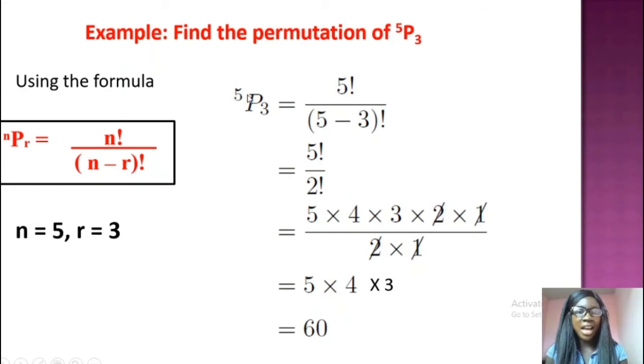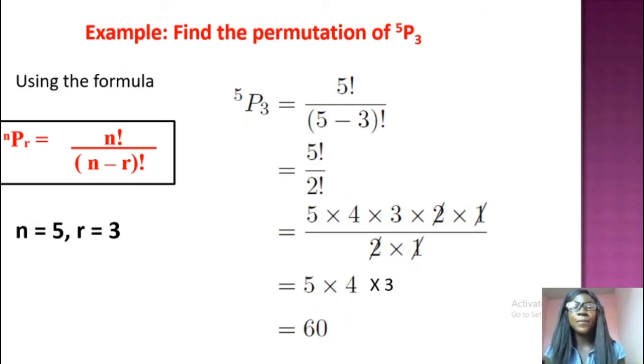So we have here 5 permutation 3, which is equal to 5 factorial divided by bracket 5 minus 3 close the bracket factorial. So we have 5 factorial divided by 2 factorial. The 2 is because we have 5 minus 3. So in 5 factorial we have 5 times 4 times 3 times 2 times 1 divided by 2 times 1. So we cancel the like terms. We cancel 2, we cancel 1 at the numerator and at the denominator. So we are left with 5 times 4 times 3, which gives us 60. Okay, so that's our first example.